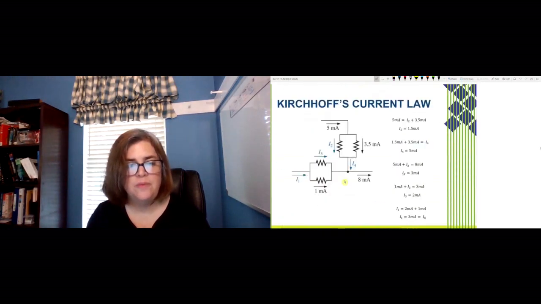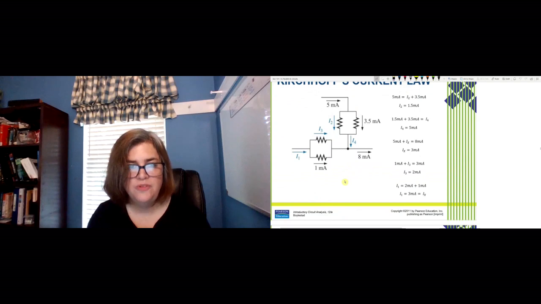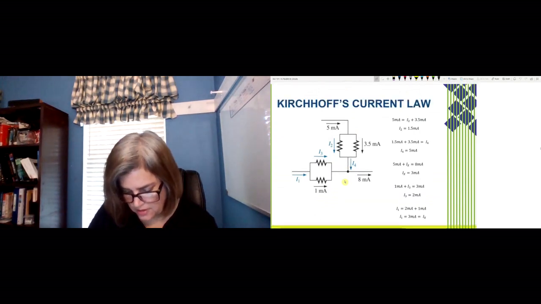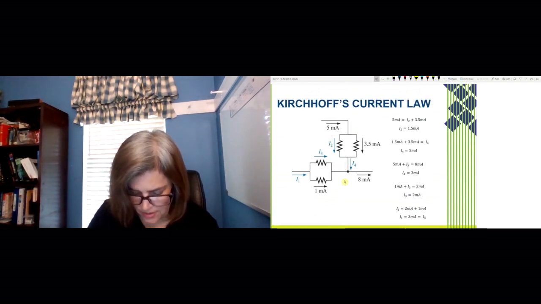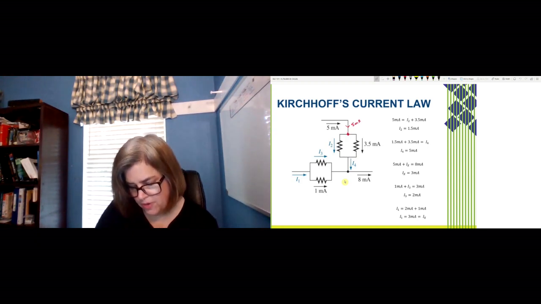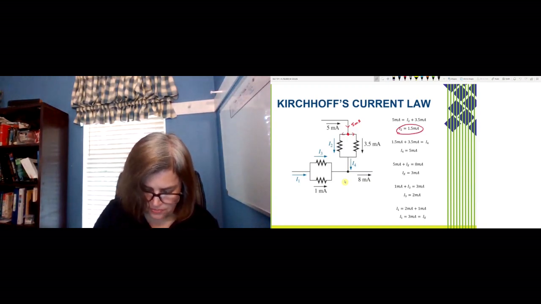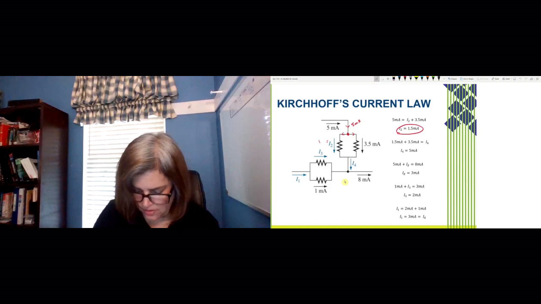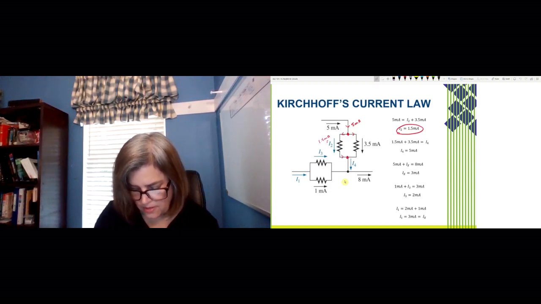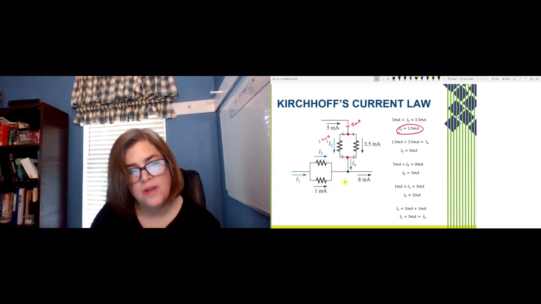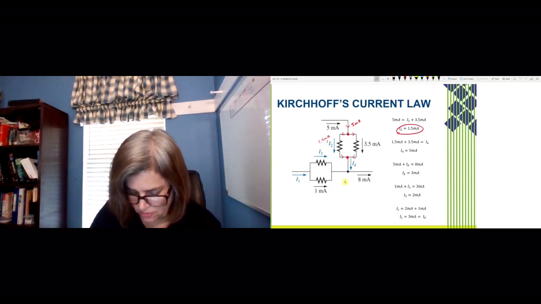Okay, let's look at another example. I'm just going to talk through this. We've got our 5 milliamps coming into our node right here. If 3.5 milliamps goes this way, what does that leave for here? 1.5 milliamps. They come back together on this side, so we have 1.5 milliamps coming in this way and 3.5 milliamps coming in this way. So I4 would just be our 5 milliamps again right here.